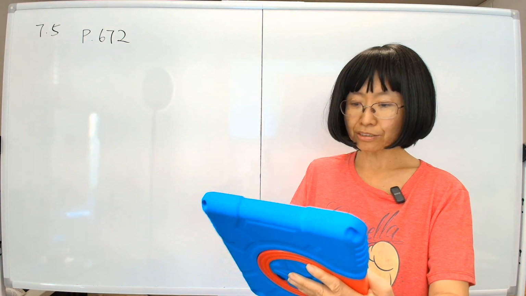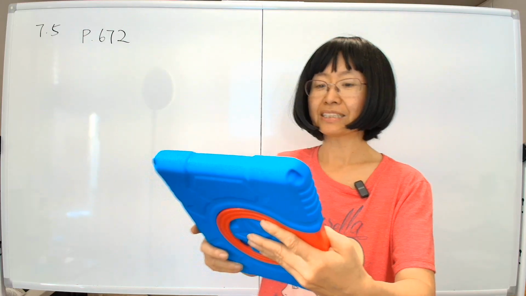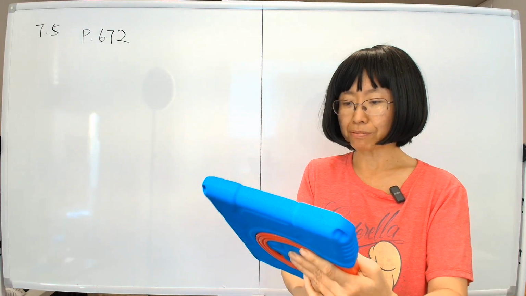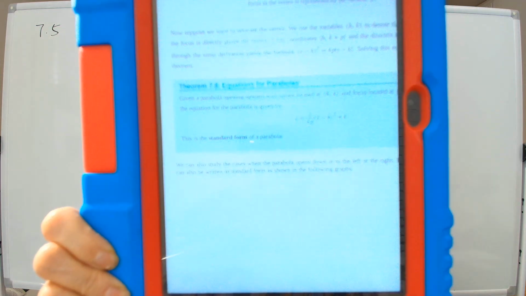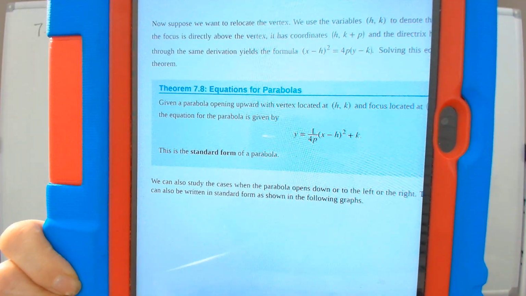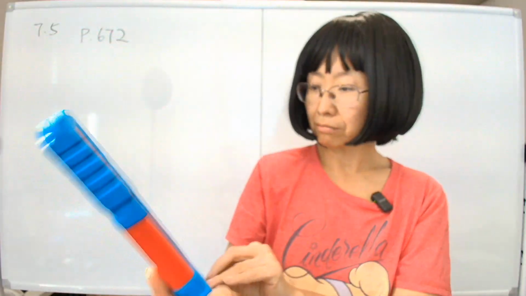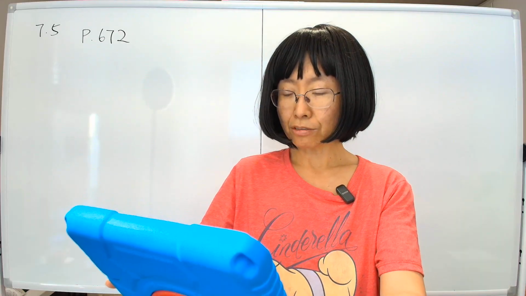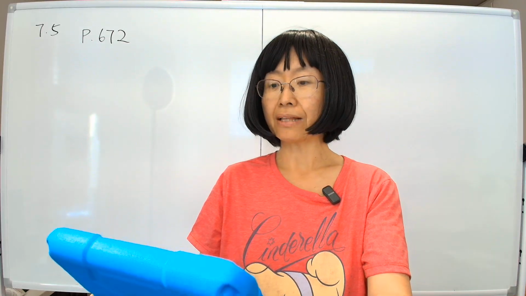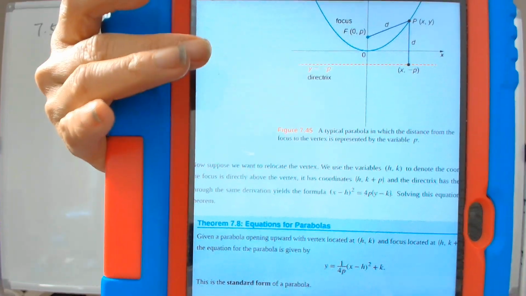So here's your equation of the parabola. Theorem 7.8 states that a parabola has the general equation y equal to 1 over 4p. What was p again? P is the focal distance. See, p is the distance between the focal point and the vertex.